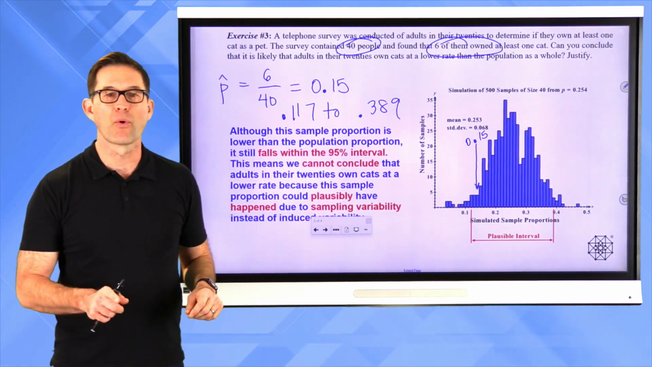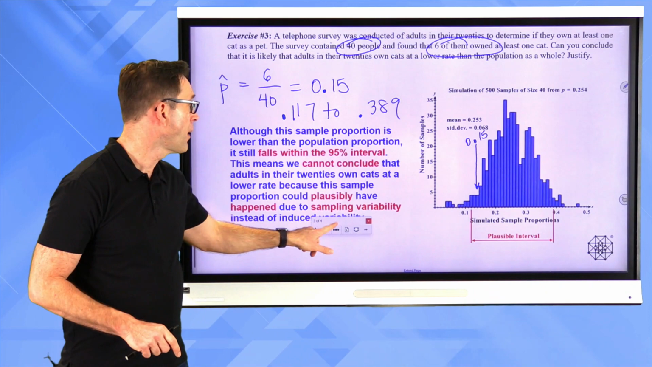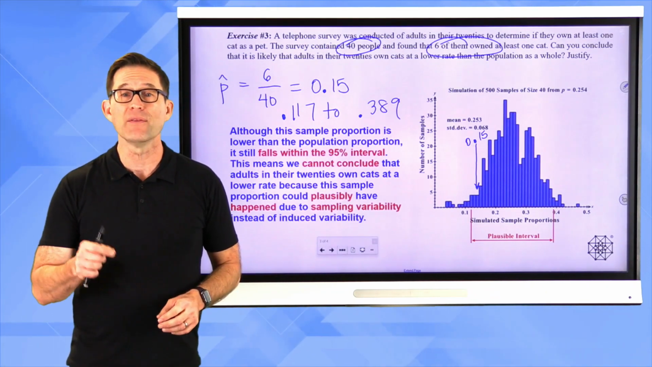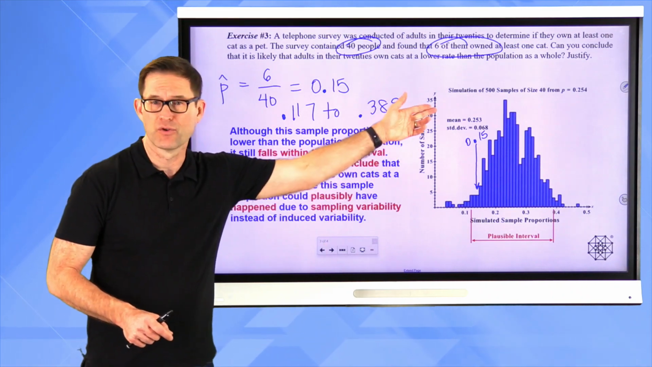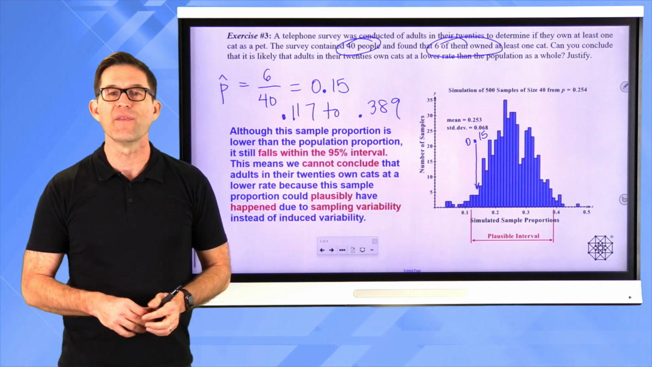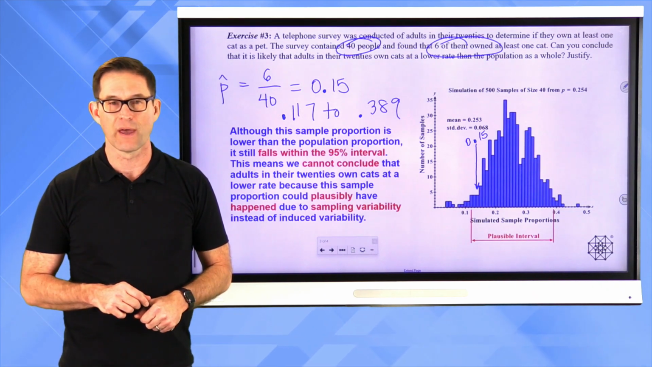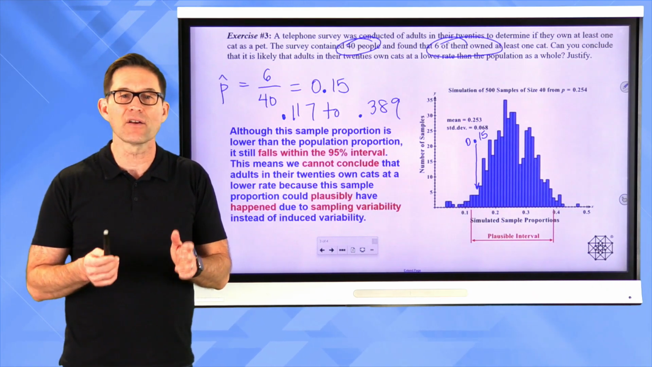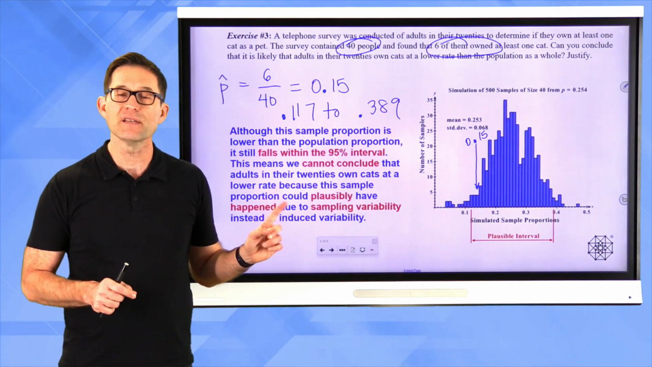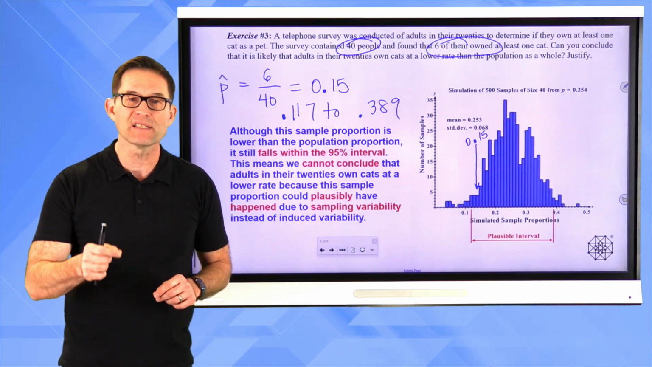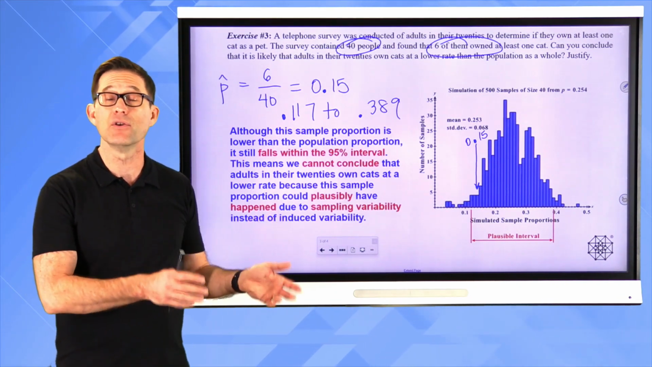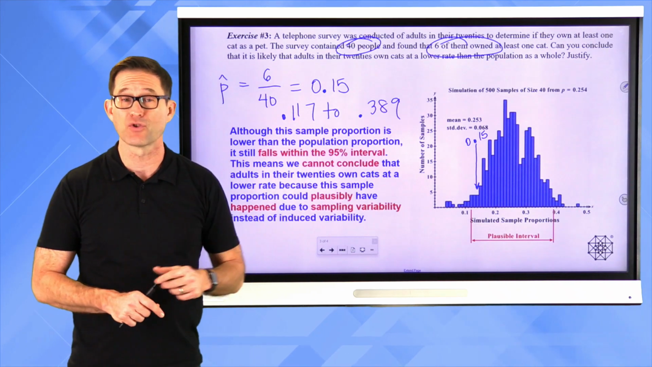Although this sample proportion is lower than the population proportion, clearly, 0.15 compared to 0.253 or 0.254, even though it's lower, it still falls within the 95% interval. This means we cannot conclude that adults in their 20s own cats at a lower rate because this sample proportion could plausibly have happened due to sampling variability instead of the induced variability of the people being in their 20s.